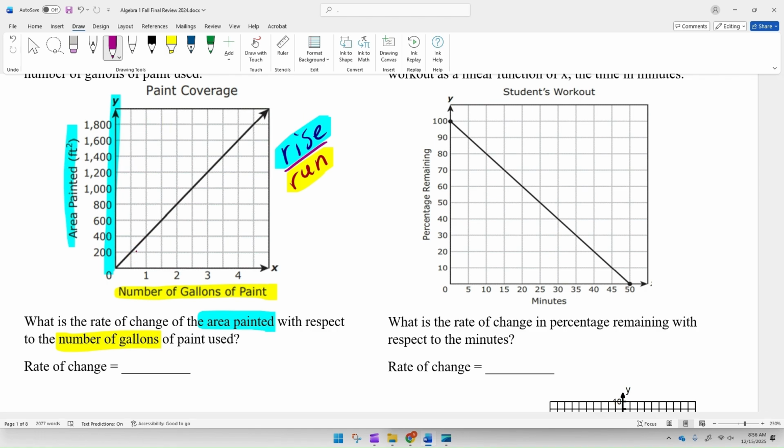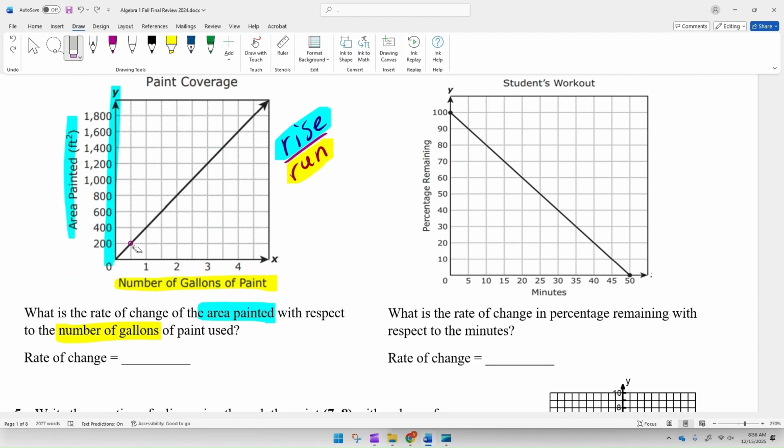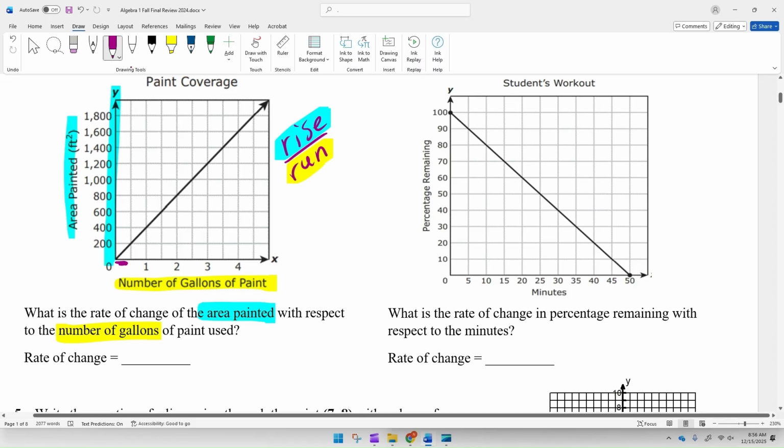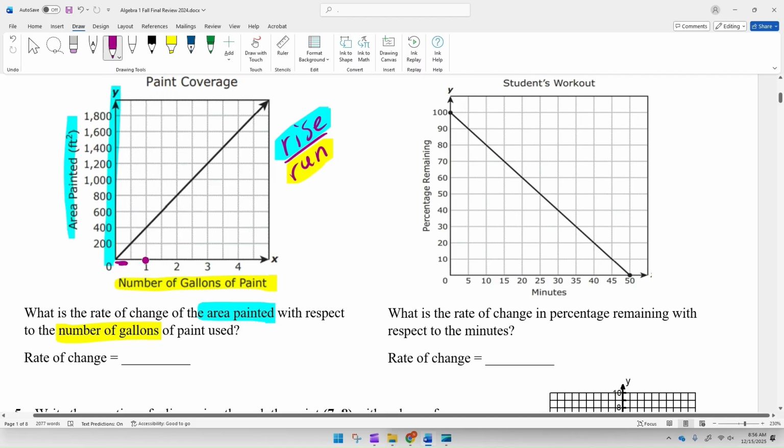When I'm looking at my rise, I want to find nice points. I have a nice point right there, but I don't want to use that point because if you look from here to here, it's a half, and we don't want a half. We want to be able to plot it a little bit more easily and do a rise over run. So I'm going to pick that point right there, and I'm going to pick our origin.